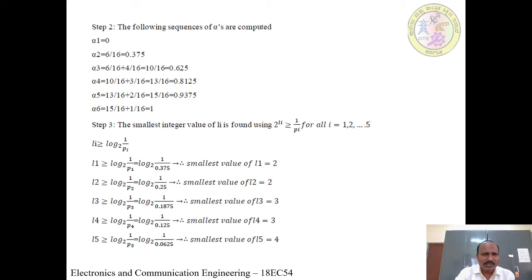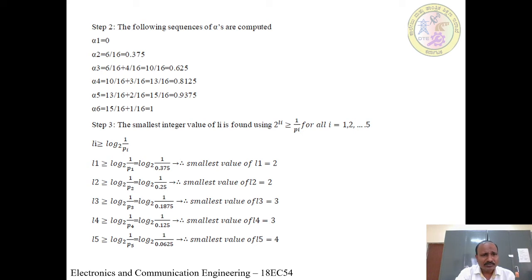The value is 0.625. Alpha 4 equal to 10 divided by 16 plus 3 by 16. You will get 13 by 16, and the fraction value is 0.8125. Alpha 5 is equal to 13 by 16 plus 2 by 16. We will get 15 by 16, equal to 0.9375. And lastly, alpha q plus 1, because we have 5 symbols, q is 5, and as already discussed in the procedure, alpha q plus 1 must be equal to 1. That is alpha 6 equal to 15 by 16 plus 1 by 16 equal to 1.